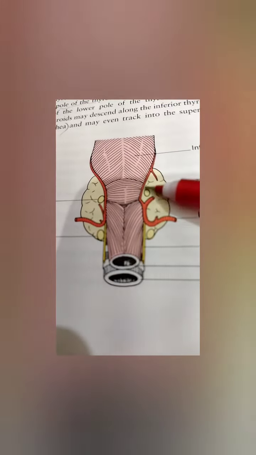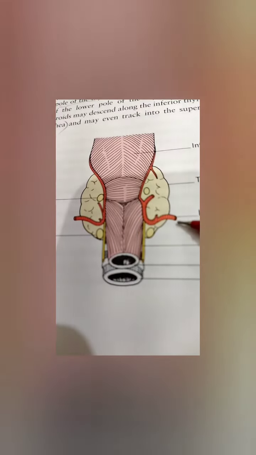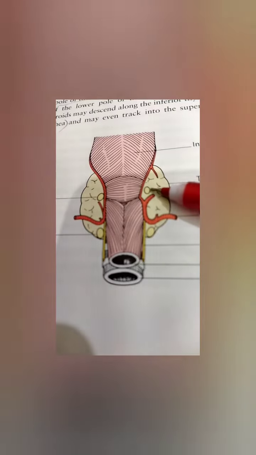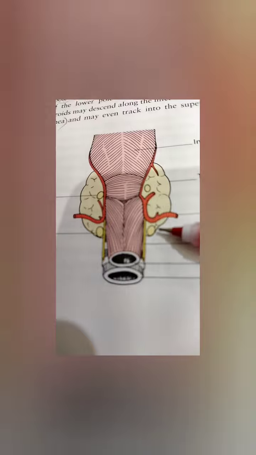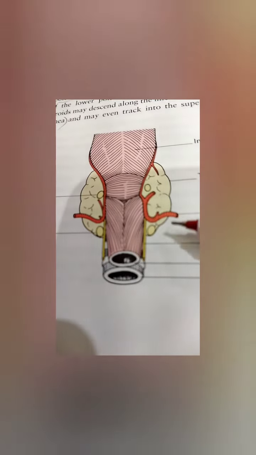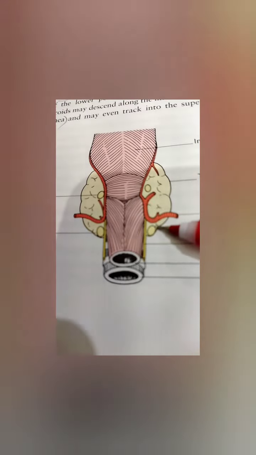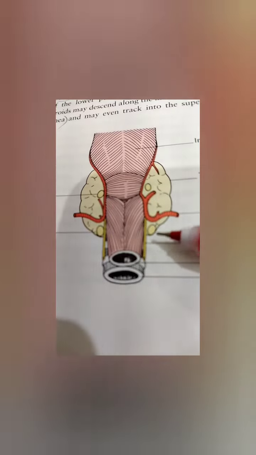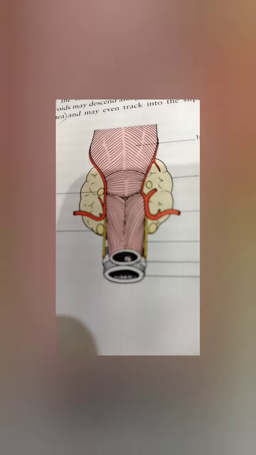This is the posterior surface of the lobe of the thyroid gland. You see, this is the inferior thyroid artery. Just above the inferior thyroid artery, this is the location of the superior parathyroid gland, and near the inferior pole, just below the inferior thyroid artery, this is the location of the inferior parathyroid gland. Sometimes the parathyroid gland may be present within the thyroid tissue.